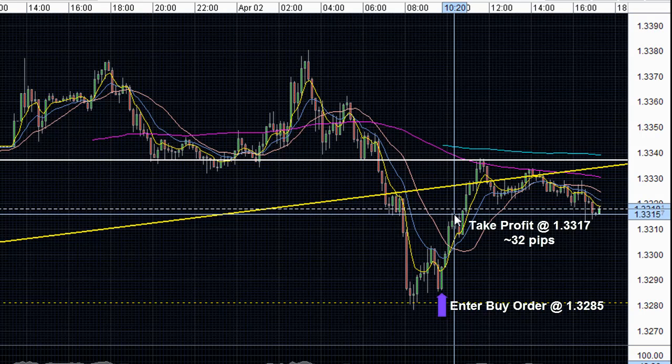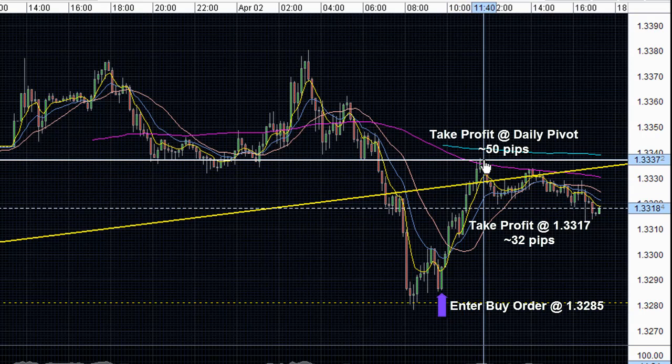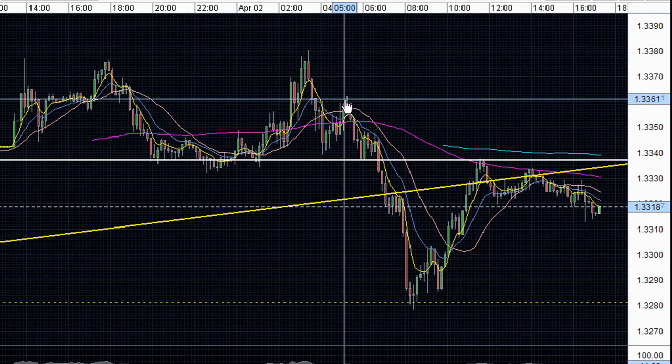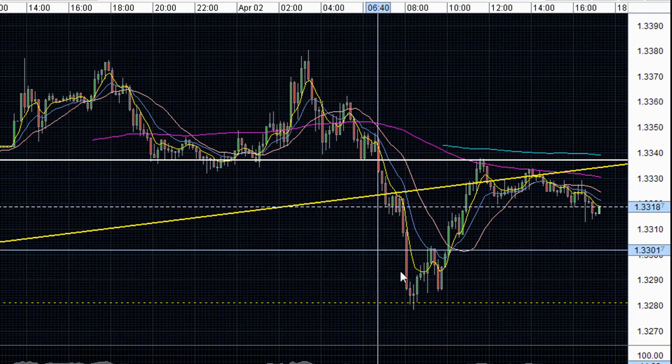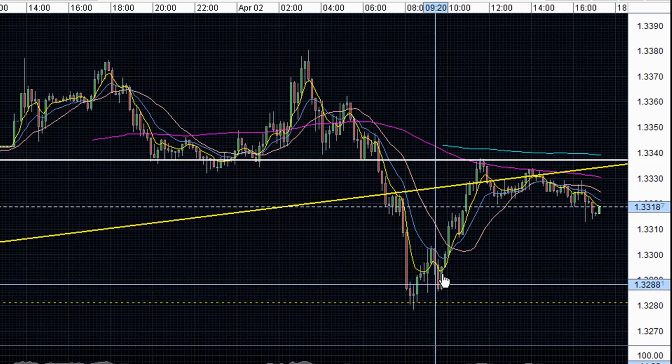Or you could have held out onto your trade and closed your trade once price reached your daily pivot point level at 33.37 for about a 50 pip trade. So then, of course, these were two entries you could have entered. You could have entered here at 33.60, or you could have entered later here during the U.S. trading session at around 32.85 or 32.87, that area.